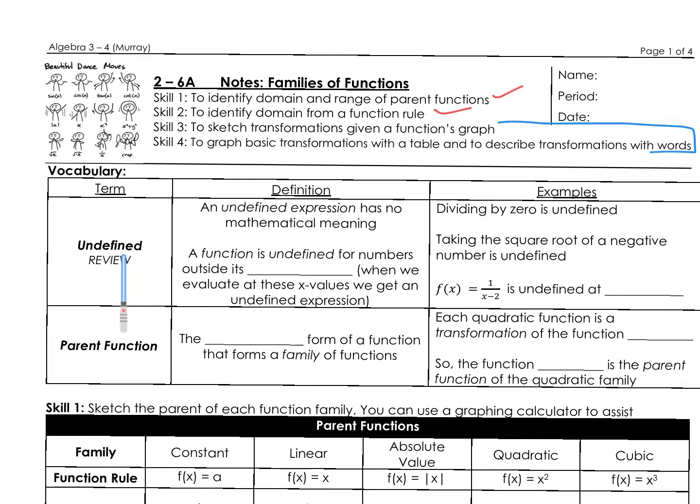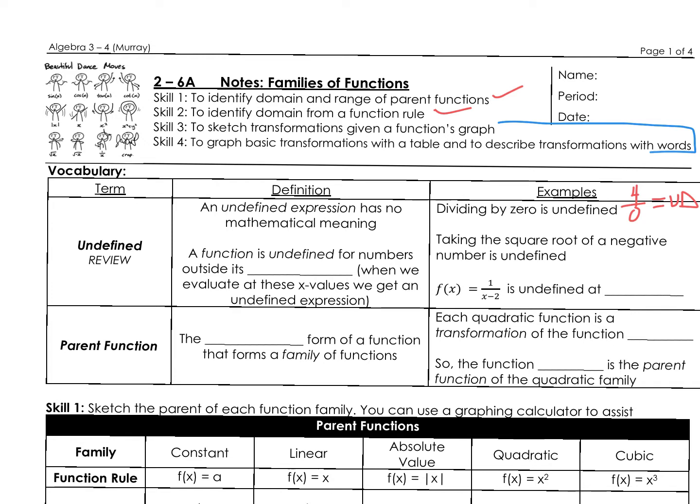So undefined, this should be a review that you had from algebra. An undefined expression has no mathematical meaning. We don't know what it is. For example, if you divide by 0, that's undefined. In other words, if you had 4 divided by 0, and I'm going to use UD for undefined, that's not possible. You can't take a group of 4 and divide it into no groups. At the very least, you have one group of 4.